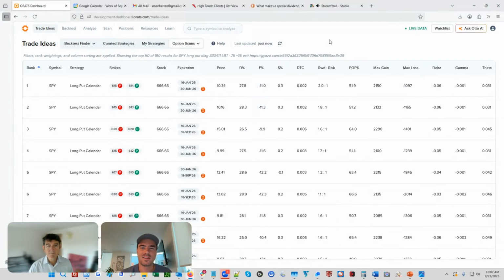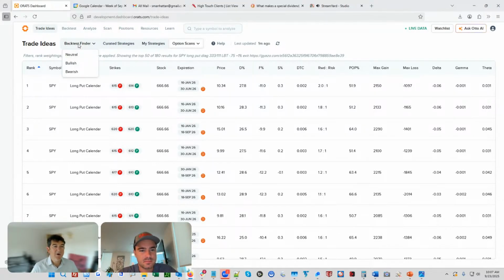Yeah, I'm really liking the new tab. We've heard a lot of feedback from our customers about wanting more trade ideas. And we have them coming from all these different sources. And so we've consolidated them here for you, and you can sort of go from there. So why don't we go over the backtest finder stuff first, because that kind of bleeds into what curated strategies do and how they work.